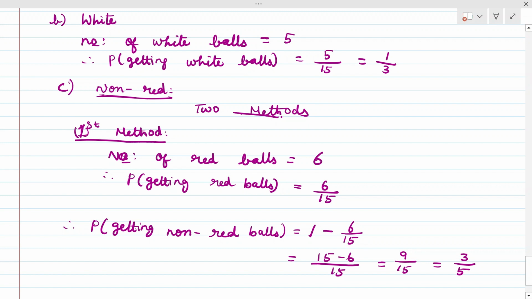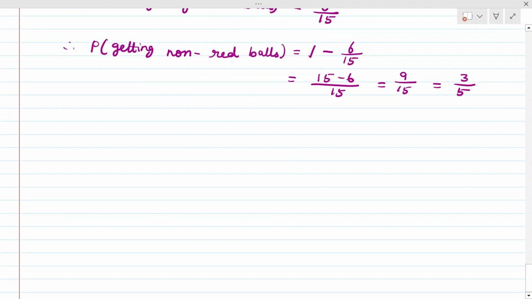Once again, I'll tell you. We want non-red balls, but for that we find the probability of red balls and subtract it from 1, because 1 is the total probability. When we subtract, we get the probability of non-red balls. So this is one method of finding non-red. Now I will teach you the second method also. Whichever you want, you can solve it in the school exam or wherever.